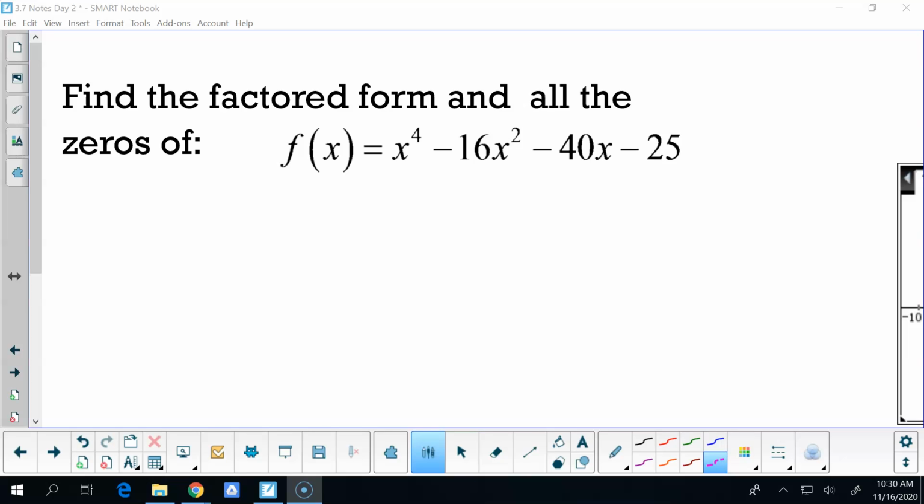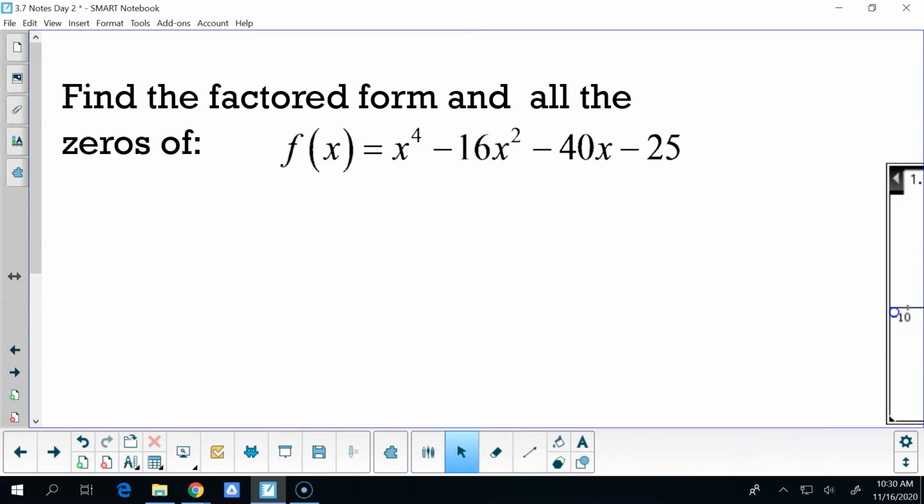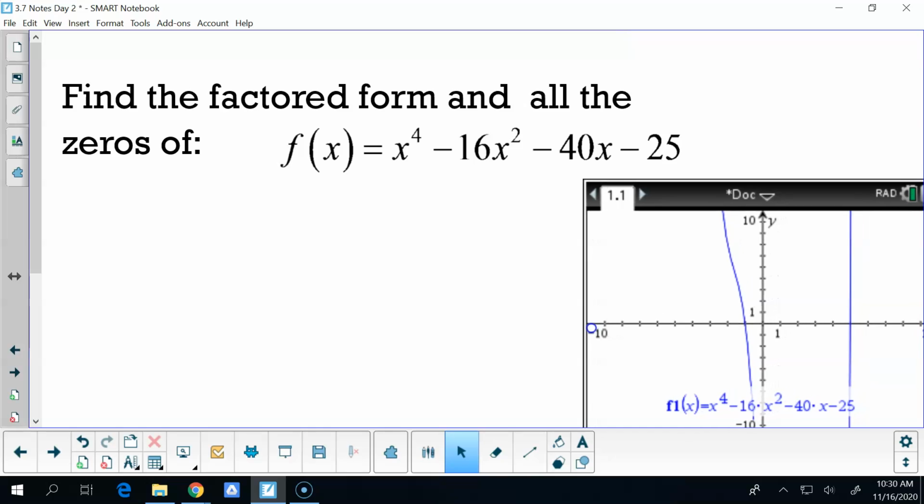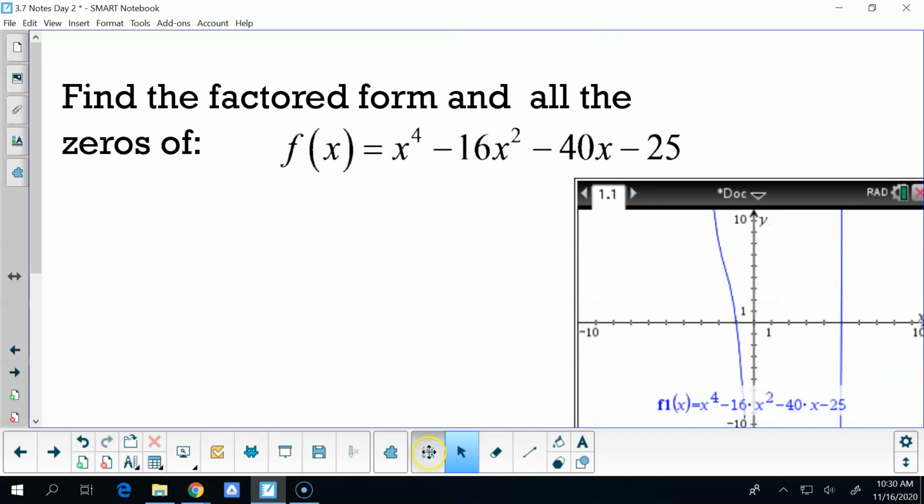All right, so on this one, I would graph it, and I would see that, oh okay, I've got a 0 right here at -1. And I've got a 0 at 5. So I've got 2 zeros in this one off of the graph, and we could do that off of Desmos too if you wanted. Okay. So let's try -1 first.